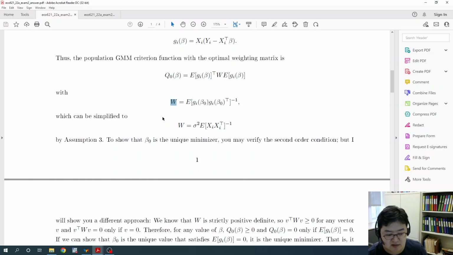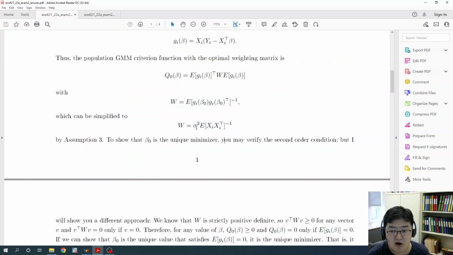So you cannot solve that problem. We usually use a two-step approach. We have a preliminary or intermediate estimator for beta 0 in the first step, and use that to estimate the optimal weighting matrix, and use that optimal weighting matrix to again estimate beta. However, in our case, we don't have that problem because beta 0 disappears. It does not have beta 0 here.